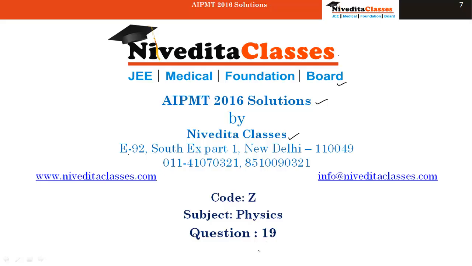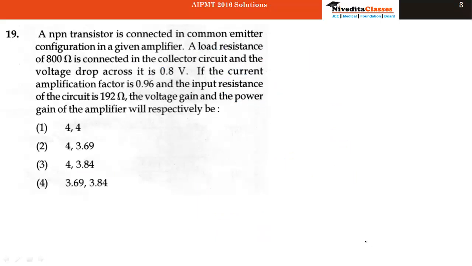Now we will discuss question number 19 of Code Z for the subject Physics. The question number 19 is: an NPN transistor is connected in common emitter configuration in a given amplifier.